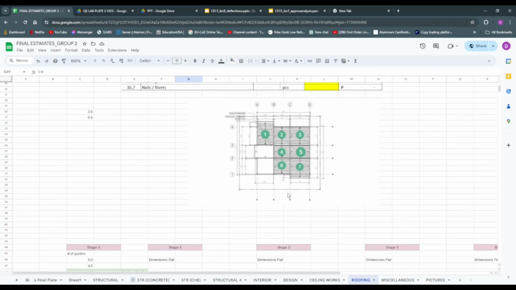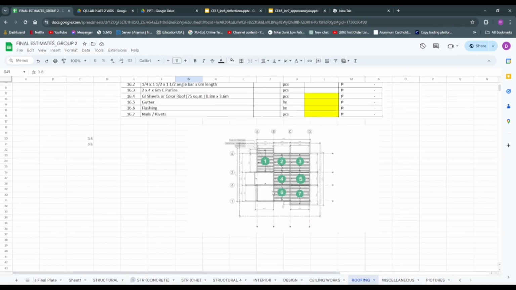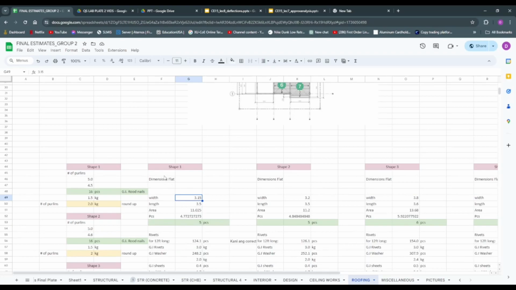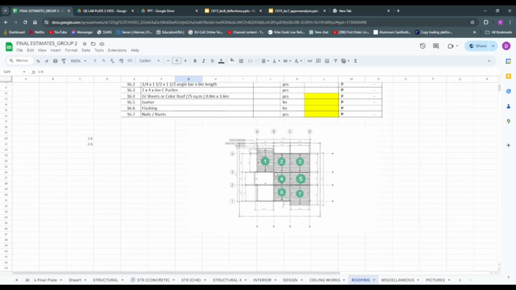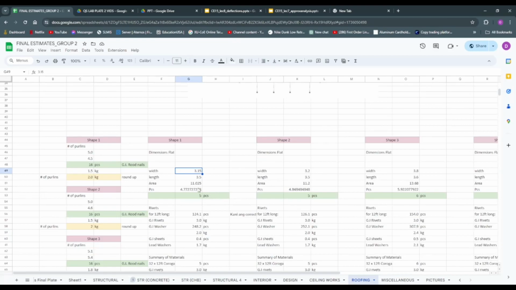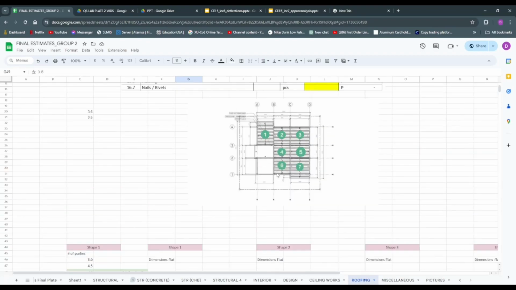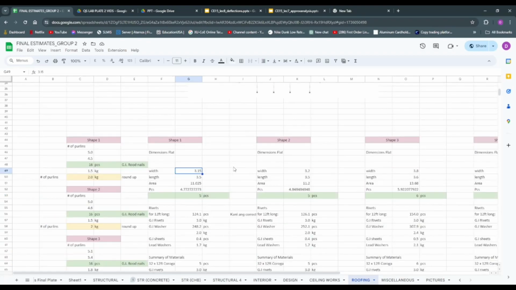Good day, sir. I am Daniel Justin Padilla, and today I'm going to explain the roofing of our plan. To start, the roofing is based on the shapes stated in the ceiling works. Each rectangle or square has its own shape. I get the dimensions of a specific shape, and when you get that, you get the area.